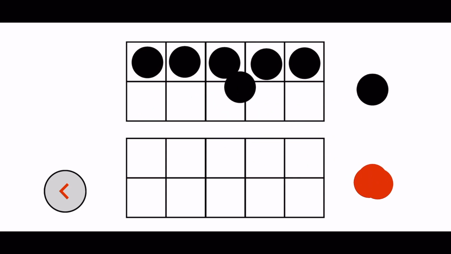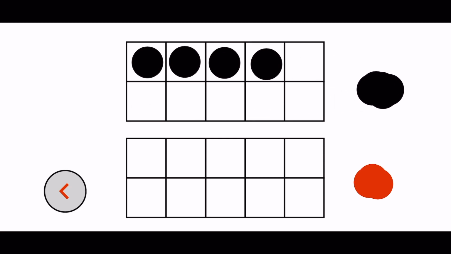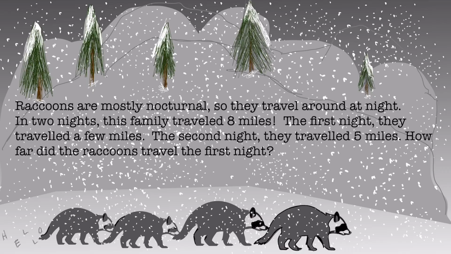Now we can also do this using subtraction. We can start with the result, which is 8, and we could subtract the known, which is 5 miles, the amount of miles they traveled the second night. So if we say 8 and we take away 5, we have 3. So we can solve start unknown problems the same as change unknown.